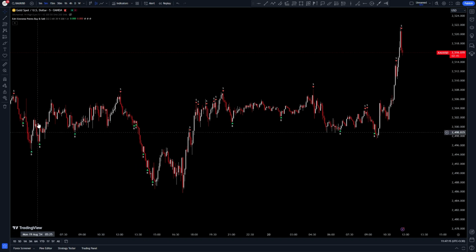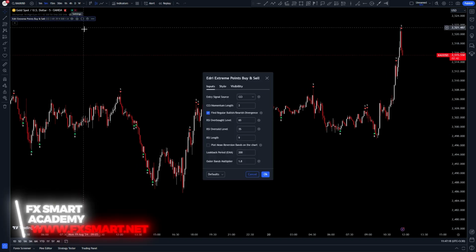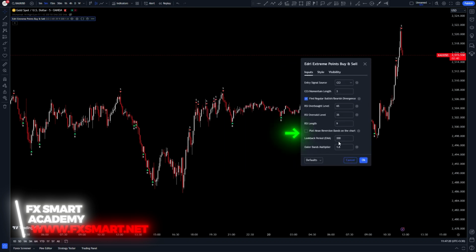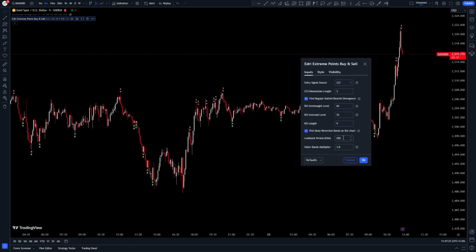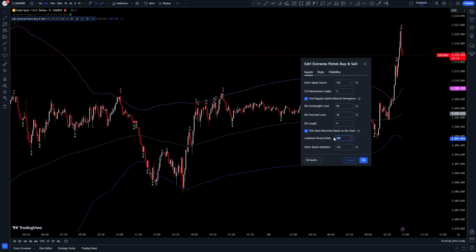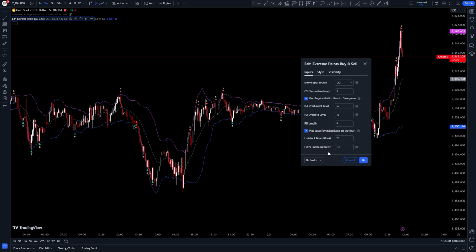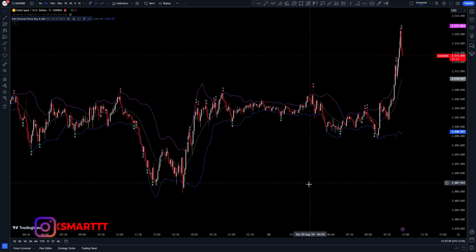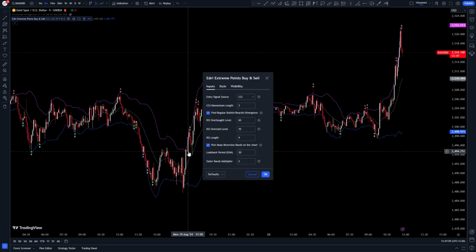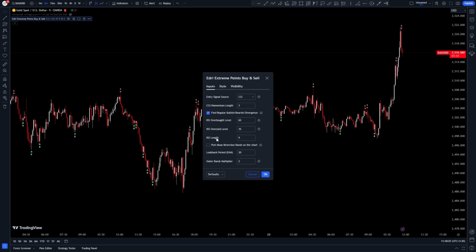Go back to the indicator settings and in the Inputs tab, scroll down and enable the Plot Mean Reversion Bands option. This will add 2 bands to the chart, and you can see how well the price reacts to them. If I change the look-back period to 20 and adjust the outer band to 2, we get even more precise and frequent signals. As you can see, this indicator alone can help you identify overbought and oversold zones, as well as key support and resistance areas. I recommend exploring this feature yourself, although we won't be using it in this video. In the Style tab, you can customize the settings to your preference. The strategy is now ready.